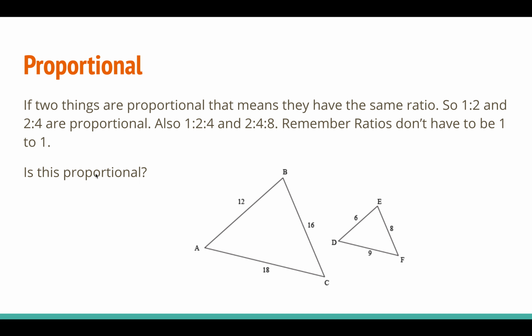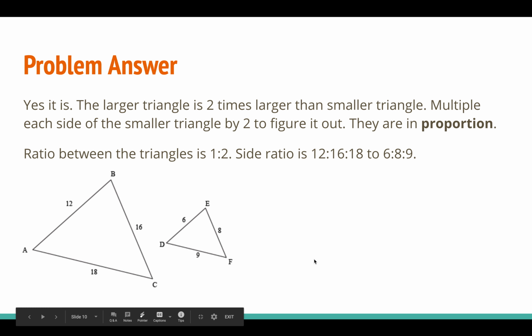So that's another word that's really important: proportional. If two things are proportional, that means they have the same ratio. So 1 to 2 and 2 to 4 are proportional. Also 1 to 2 to 4 and 2 to 4 to 8. Remember, a ratio does not have to be one thing to another thing. It can have 3 things in it, 4 things. It can have as many things as you want in the ratio. So 1 to 2 to 4 and 2 to 4 to 8 are basically the same thing, because if you divide by 2, you get 1 to 2 to 4 if you simplify it. Are these two proportional? Well, yes, they are.